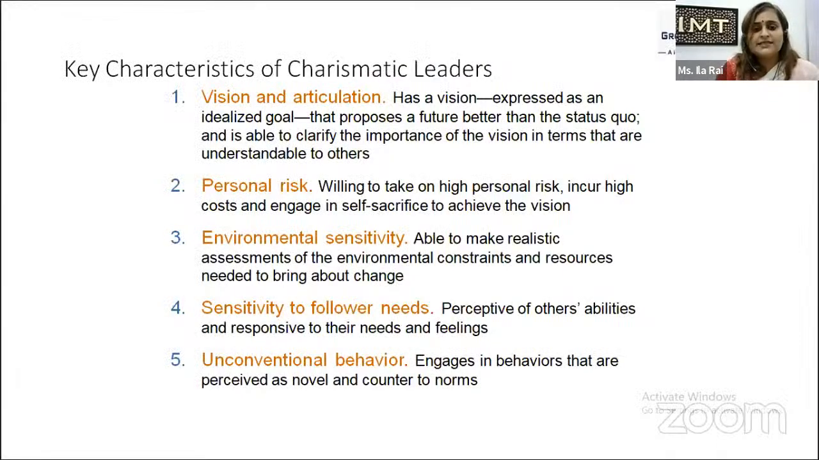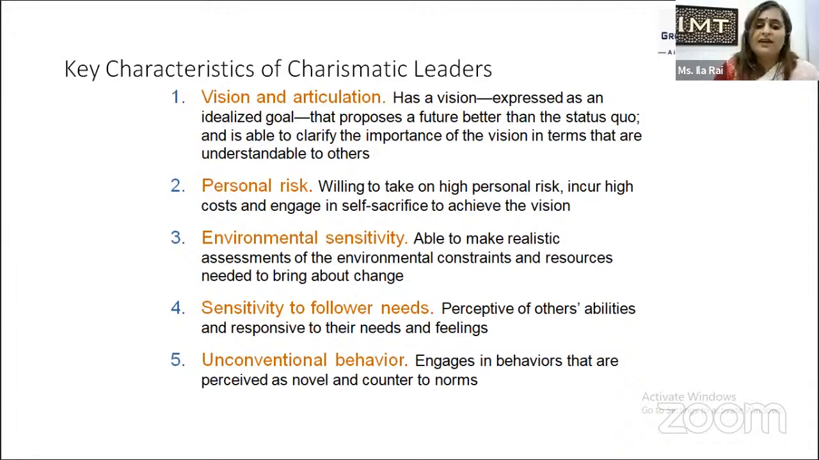The key characteristic of charismatic leaders is that they have vision. That means they can see the future, they can see what the future wants to be, and they can also put that vision into perfectly worded sentences so that they can motivate and bring action into the lives of people. They are also willing to take personal risk, and to self-sacrifice so that they can achieve their vision. They are also very sensitive to their environment.